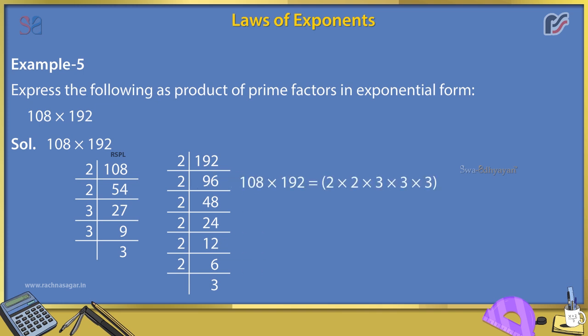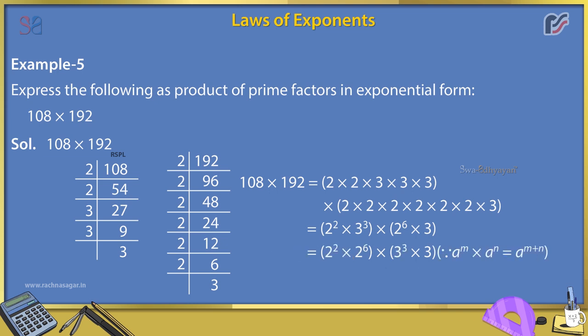108 into 192 is equal to, in the brackets, 2 into 2 into 3 into 3 into 3 into, in the brackets 2 into 2 into 2 into 2 into 2 into 2 into 3, which is equal to, in the brackets 2 raised to the power 2 into 3 raised to the power 3 into, in the brackets 2 raised to the power 6 into 3, which is equal to, in the brackets 2 raised to the power 2 into 2 raised to the power 6 into, in the brackets 3 raised to the power 3 into 3.